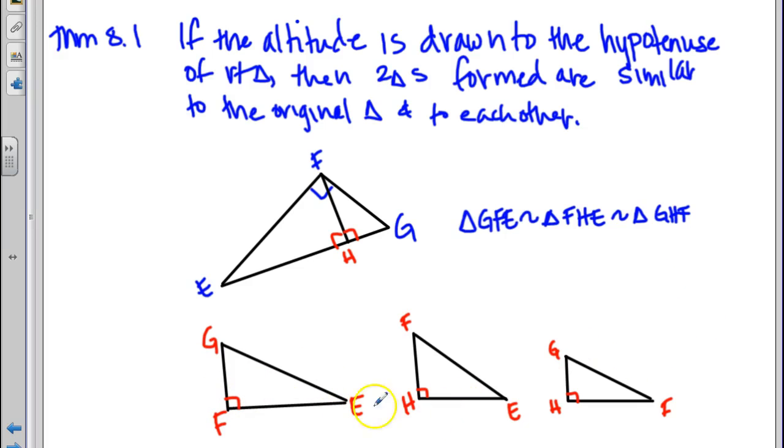Get your right angles where they're supposed to be, hypotenuse where they're supposed to be, because here's the deal. The hypotenuses are going to be proportional to the legs, to both legs. So GF over FH will be proportional to GE over FE, which will also be proportional to GF and GH. We can make all kinds of proportions out of these.